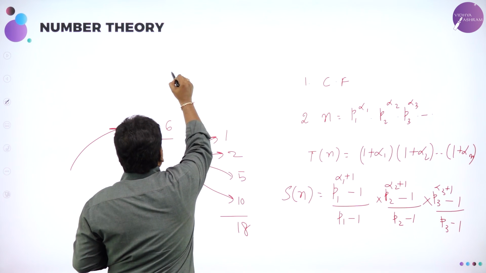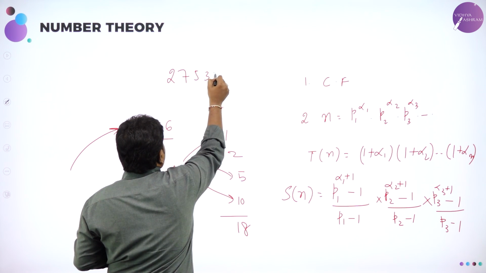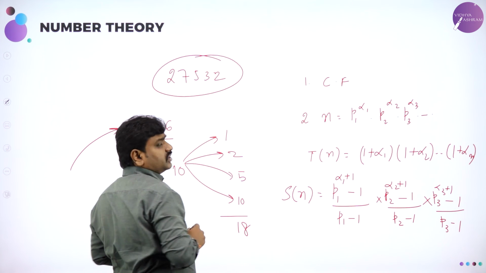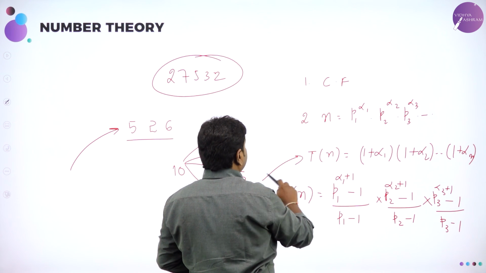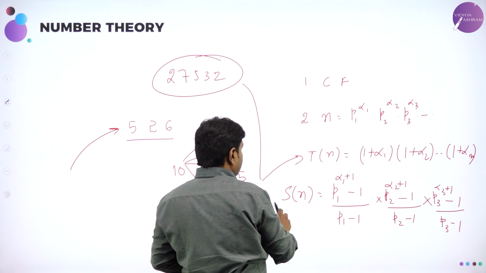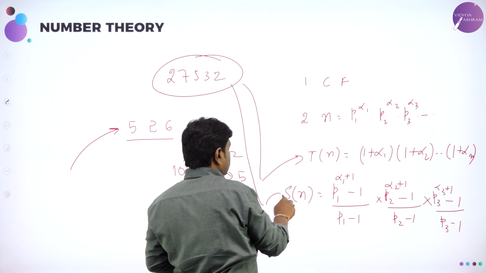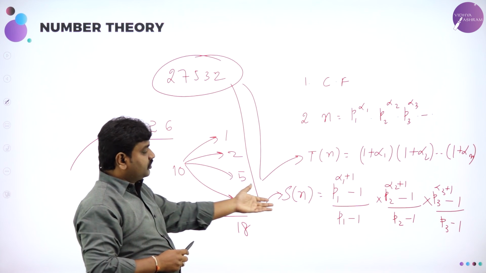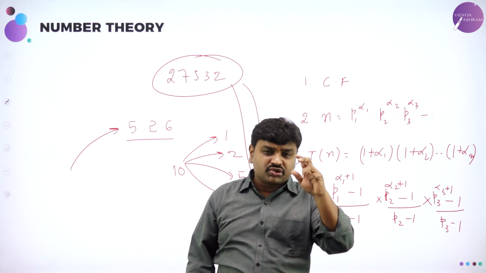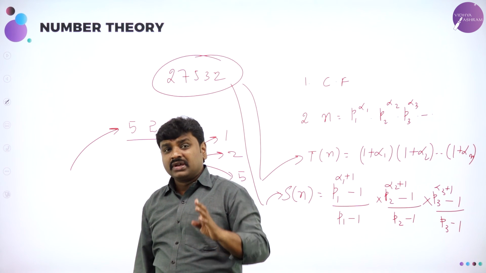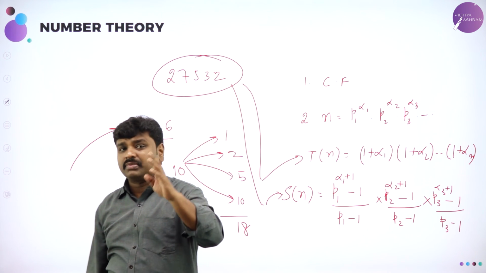But if I give a big number, how many divisors are there for this? You can't split like this. So then how many divisors? Number of divisors formula we'll use. And what is sum of divisors? We'll use this formula and we'll conclude. So that is the application. So now I hope all of you understood how to write the given number in canonical form, how to find number of divisors and how to find sum of divisors.